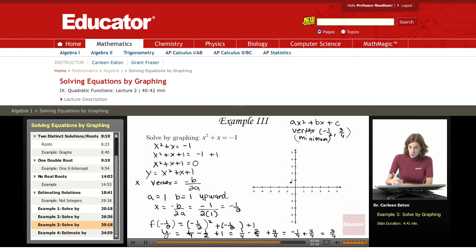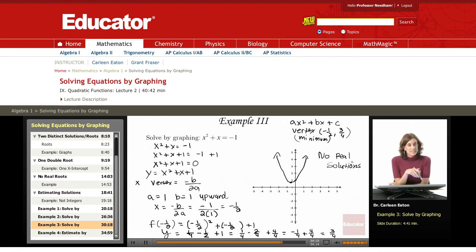It's the minimum value of y. Therefore, this graph is going to curve upward as such, and it is never going to intersect the x-axis. I know that because in order for us to have an x-intercept or two x-intercepts, we have to have y equals 0, some value of x for which y equals 0. But since the smallest that y is ever going to get is 3/4, there won't be any x-intercepts. Therefore, we have no real solutions.